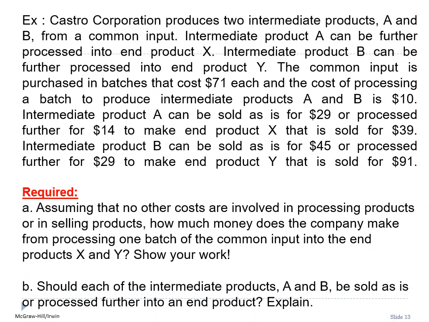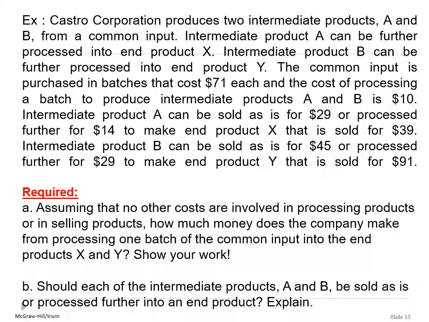Let's take this example also. Castor Corporation produces two intermediate products, A and B, from a common input. Intermediate product A can be further processed into end product X. Intermediate product B can be further processed into end product Y. The common input is purchased in batches that cost $71 each, and the cost of processing a batch to produce intermediate products A and B is $10.